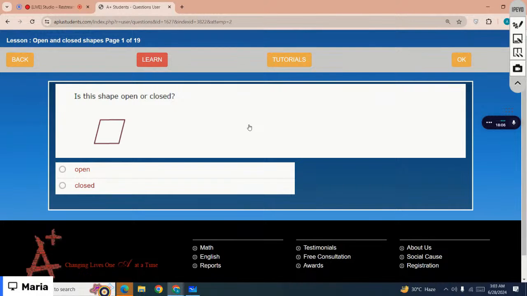Is the shape open or closed, which is the correct option? The shape is closed. The correct option is closed.